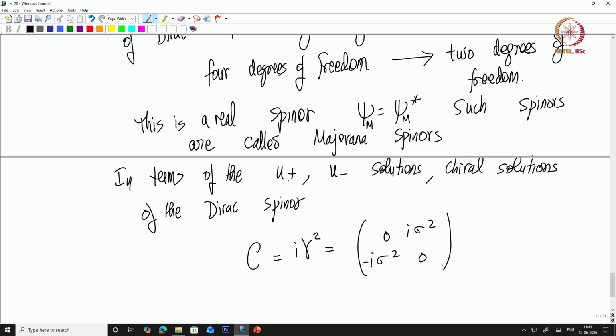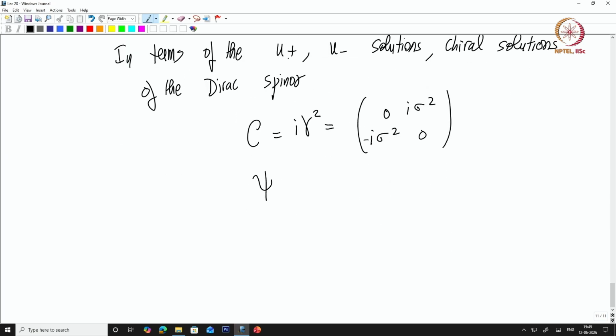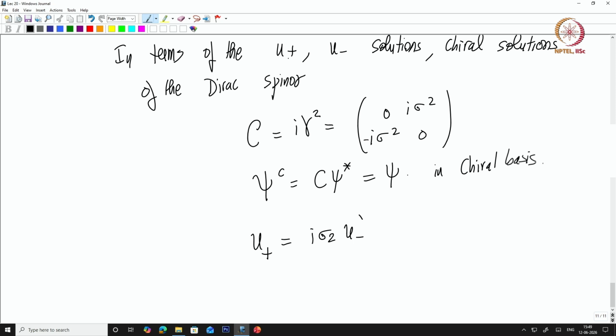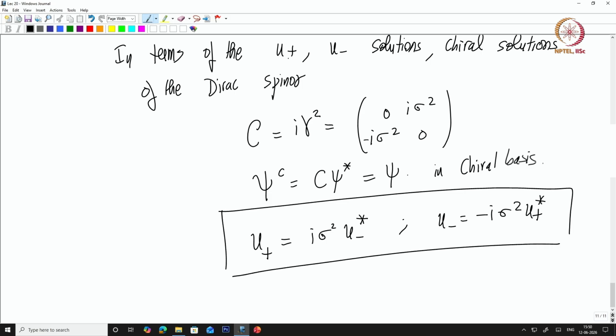Okay, the C matrix. Under this transformation you should have psi C equal to C psi star equal to psi. This is the condition in chiral basis. So, under this transformation you will end up having u plus equal to i sigma 2 u minus star, and u minus equal to i sigma 2 u plus star. So, this u plus and u minus are no longer independent.